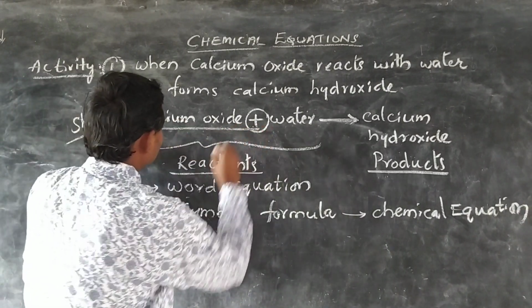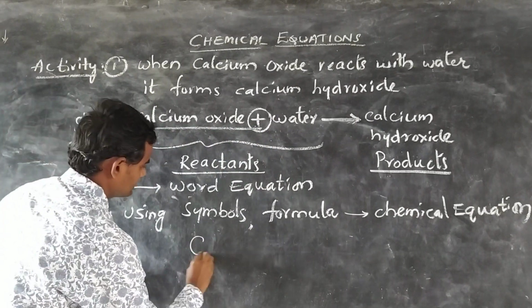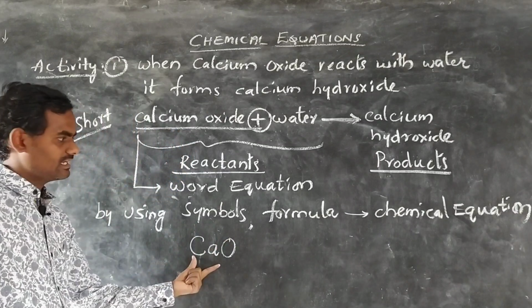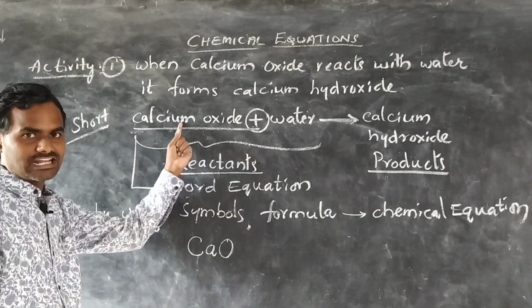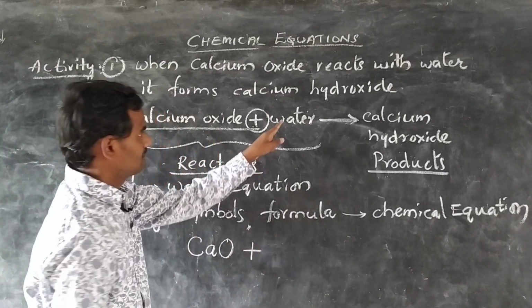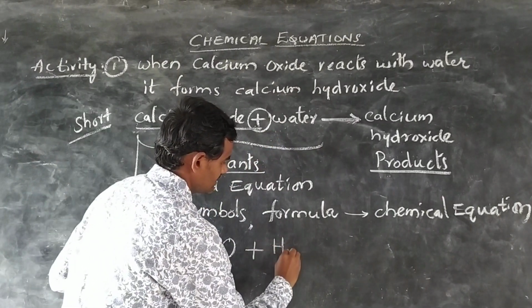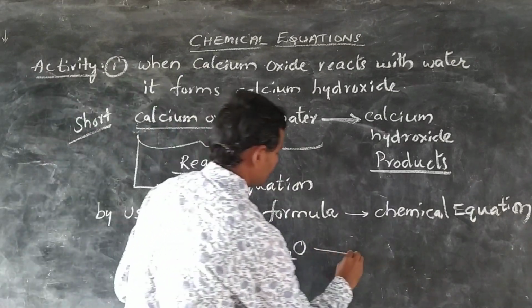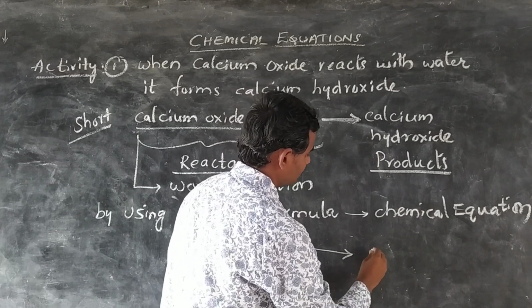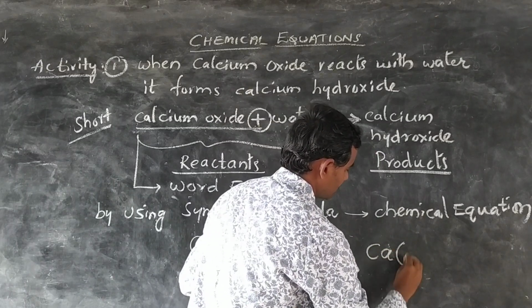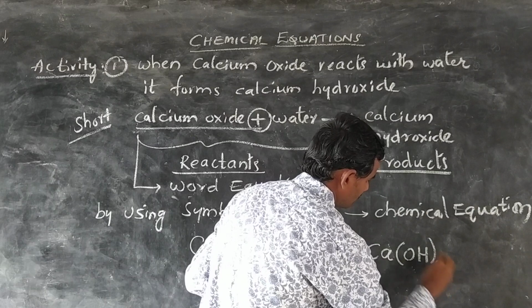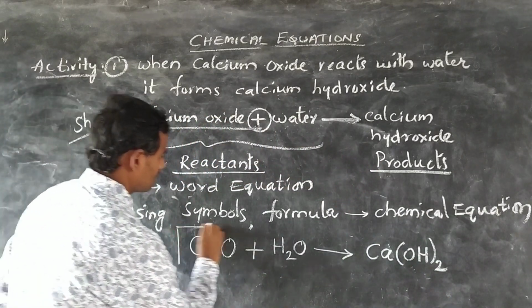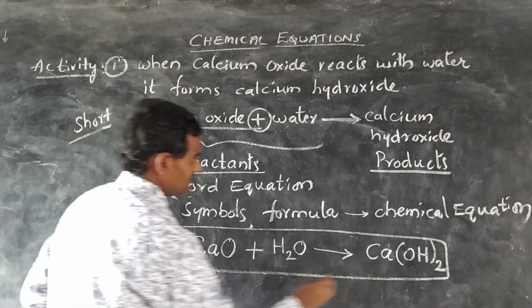The formula of calcium oxide is CaO. CaO plus water. The formula of water is H2O. And we will write the calcium hydroxide formula here. The formula of calcium hydroxide is Ca(OH)2, that is, OH taken twice. So this is called a chemical equation.